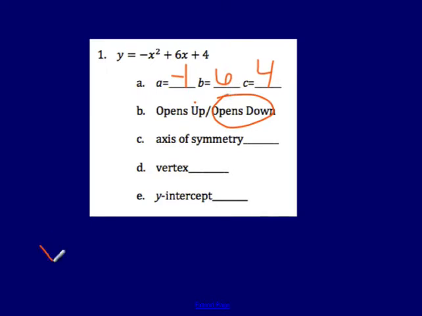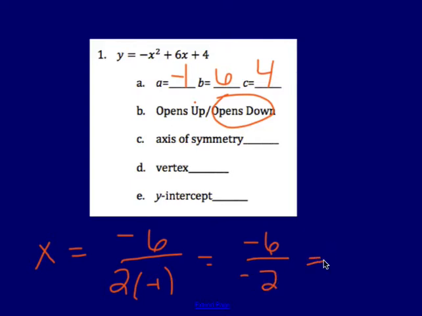So for my axis of symmetry, I'm going to do opposite of b over 2 times a. So -6 divided by 2 times -1 is -2. Divide those out and you're going to get a +3. So for the axis of symmetry, x is equal to 3.